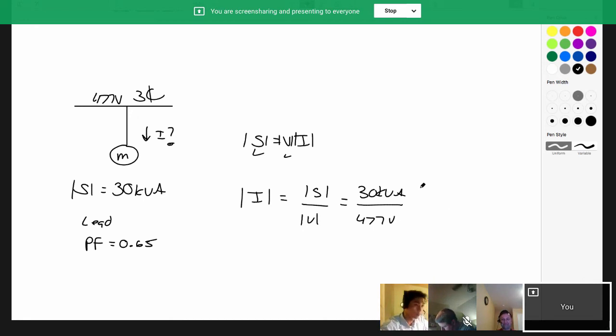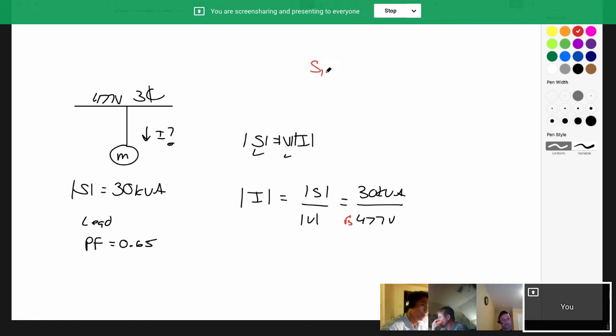We're missing something. Oh, three-phase. What are we missing? Square root of 3. Where does it go? 477 over. Yeah, down there.